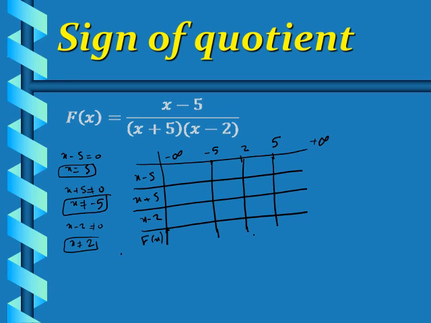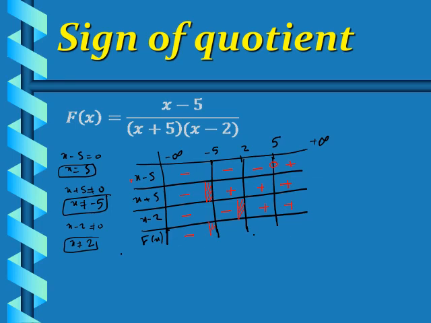X minus 5 is equal to 0 at x equals 5. Its sign is positive, so minus, minus, minus, plus, opposite sign. X plus 5 different than 0, x different than minus 5. Its sign is positive, so minus, plus, plus, plus. X minus 2 different than 0, so x different than 2. Sign of x is positive, so minus, minus, plus, plus.